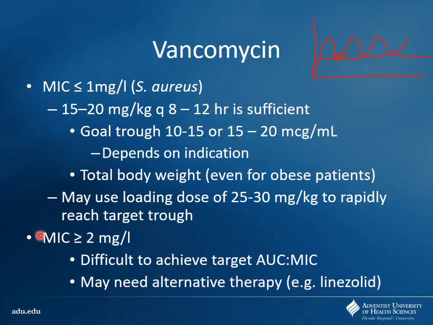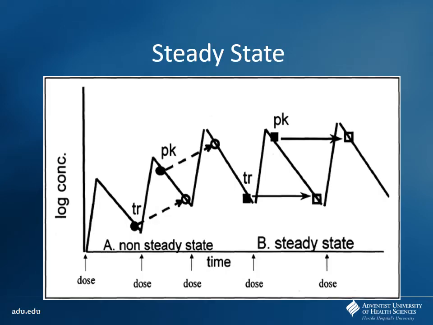And now in some cases you will find bugs become more resistant, especially Staph aureus. So if you ever hear of VRSA, that stands for vancomycin resistant Staph aureus, that's where the MIC becomes greater than 2 milligrams per liter. It can be very difficult to achieve high enough troughs in order to kill this bacteria, and that's when you may have to discontinue and switch over to another tougher kind of gram-positive killer. So we'll talk about linezolid in just a few minutes here as an alternative to vancomycin.